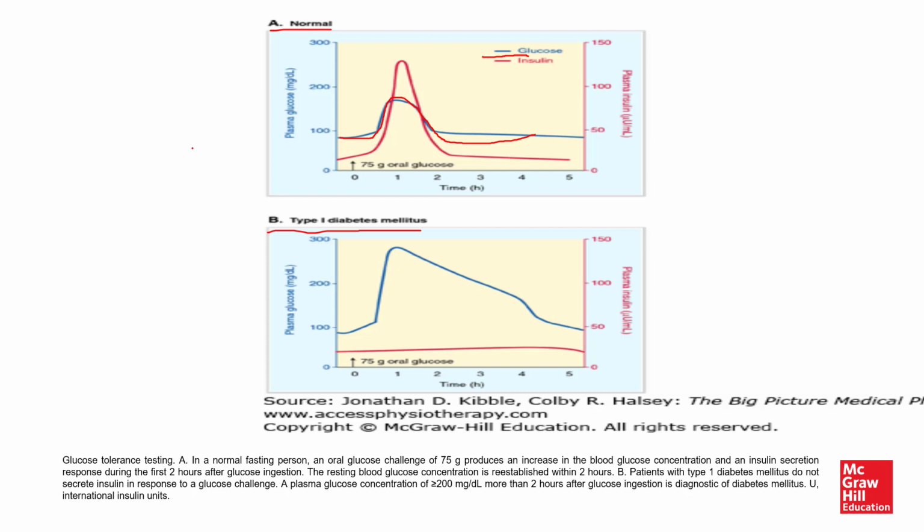So again, that's how we distinguish someone who's diabetic versus non-diabetic, and even by looking at different insulin responses, we can help distinguish whether someone is a type 1 or a type 2 diabetic.